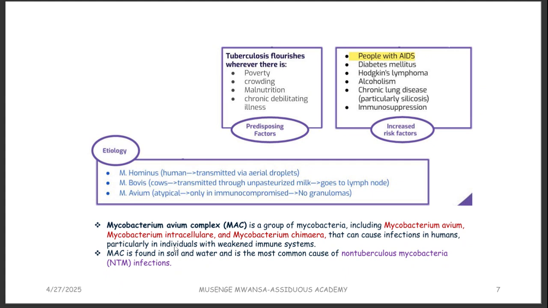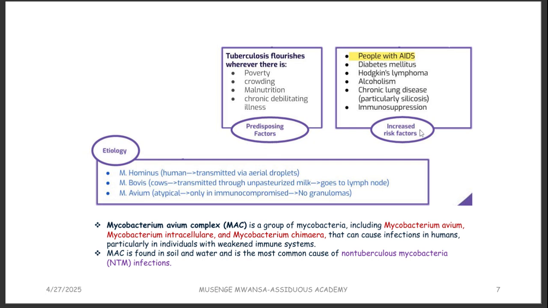For you to have TB, there are some other factors that you need, because the majority of us are actually exposed to TB, but we only have the infection, we don't have the disease. In other words, the bacteria is inside us, but we have no symptoms of the sickness. Why is that? Because we are not immunocompromised. Some factors that predispose someone to having TB include poverty, crowding, malnutrition, and chronic debilitating illness. If you have got a chronic illness, that weakens the immune system also. So these are predisposing factors.